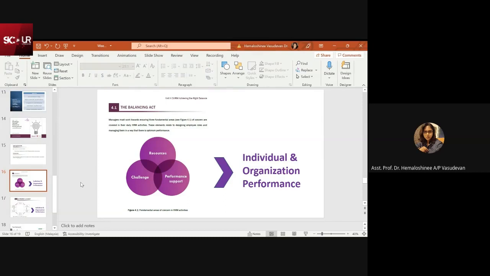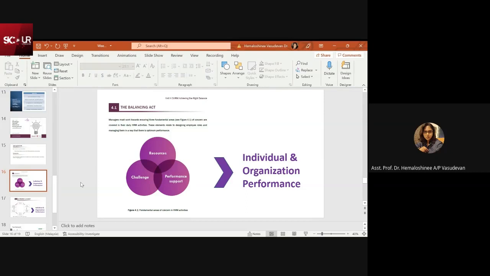So here they are concerned about resources, challenge, and performance support. These three HR activities will look into individual perspective and organizational performance. For organizational performance, they will look into finance, budgeting, resources, performance supports, everything to see the organization's performance. Individual performance is the employee performance.